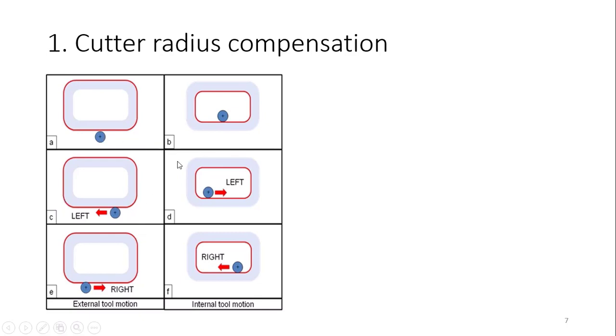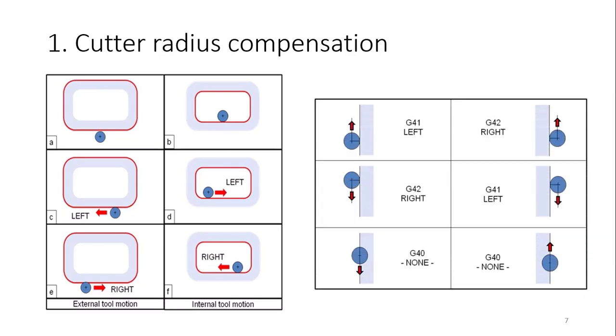Clear? You can have the practices onto it. It says the external tool motion or internal tool motion. So that will depend, it is a very complicated thing because you need to check whether the tool is moving inside or outside. Secondly, on which side of the surface of the job the tool is moving. If it is moving on the left side, then G41. If it is on the right side, G42. Clear?